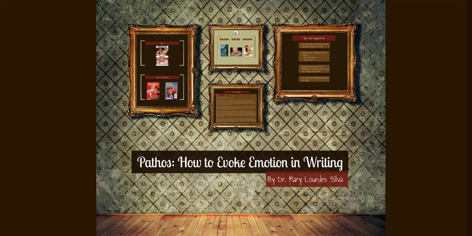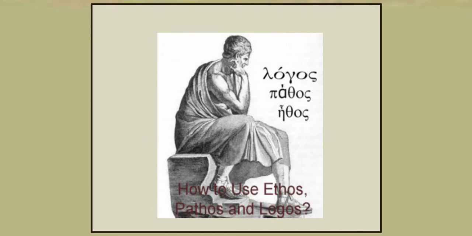Pathos. How to evoke emotion in writing. Aristotle divided the means of persuasion into three categories: ethos, pathos, and logos. Each consists of a number of strategies used by authors to persuade different kinds of audiences for a variety of writing situations. This video will focus on the second of the three appeals, pathos.